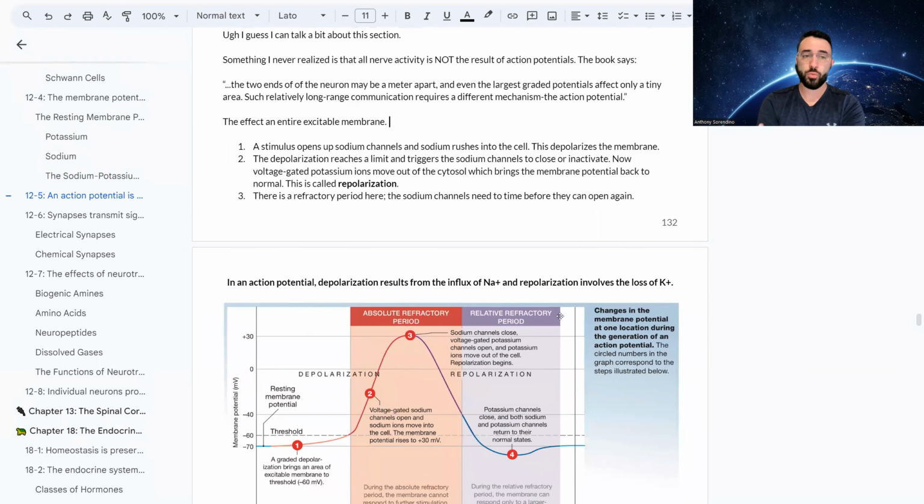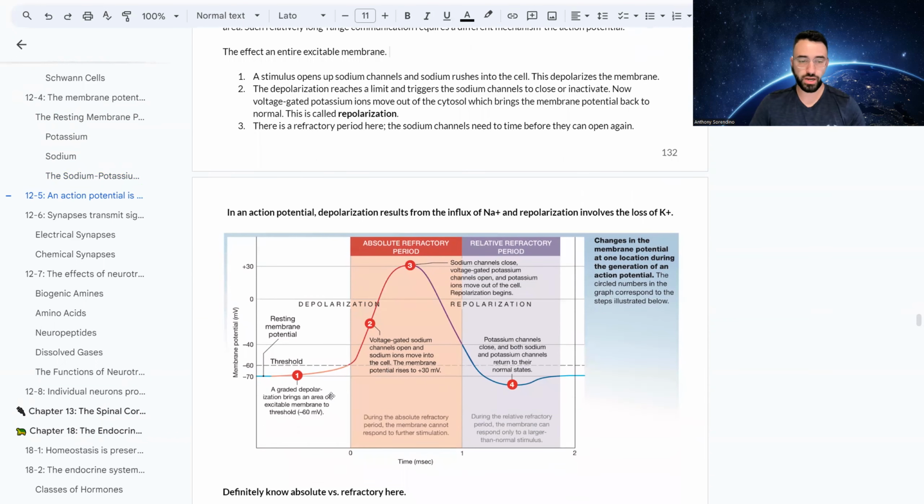So a stimulus opens up the sodium channels, and sodium rushes into the cell. That depolarizes the membrane, which is this part between 1 and 2. So you have to hit that stimulus first for things to start happening. And remember, depolarization, even though the D is kind of a negative, is increasing our potential up above 0, okay?